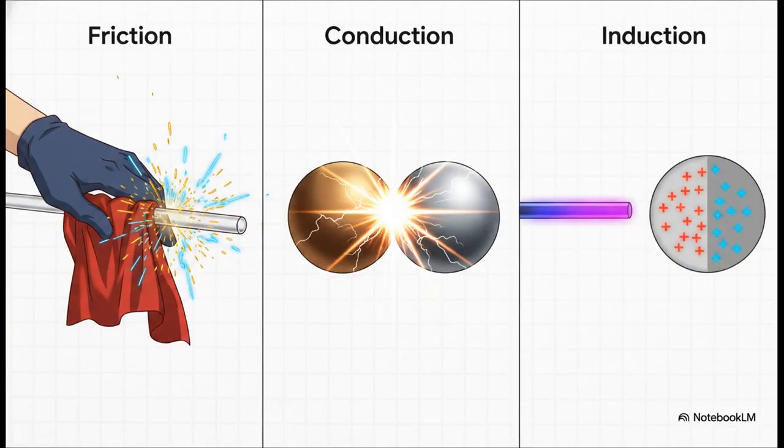First up, friction. This requires the physical rubbing of 2 different materials together, literally stripping electrons from one and depositing them right onto the other. Second, conduction. This is much more direct. It requires actual physical contact between a charged object and a neutral one, allowing the charge to just step right across that boundary. And finally, induction, which is honestly the most fascinating one. It occurs entirely without direct contact. Just bringing a highly charged object near a neutral one forces the charges inside that neutral object to completely rearrange themselves. So you have 3 distinct physical interactions, but one guaranteed result: a newly charged object.